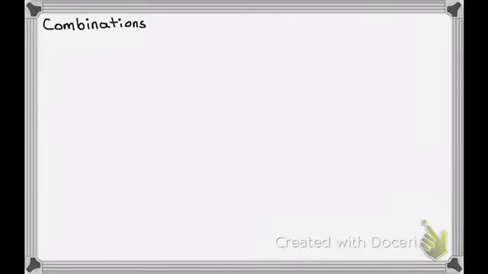All right, so the last part of this section that we need to look at are combinations. The difference between combinations and permutations is simply just order. With permutations, order matters. So if we're looking to arrange the letters A, B, C, ABC is different than BAC, right? That would be a permutation.